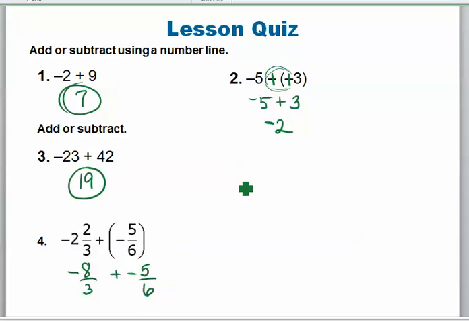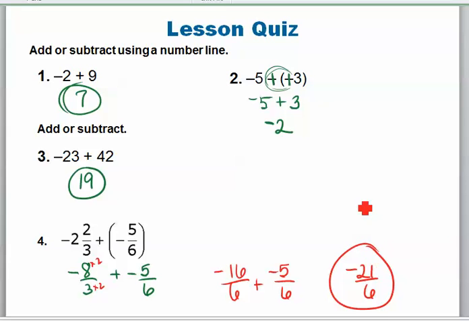I'm going to make a common denominator. My common denominator is going to be 6 because I can make the 3 be a 6. So I'm going to take and times this by 2 to get the 6. So I have to multiply the top by 2, which gives me negative 16 over 6, plus negative 5 over 6. I have the same signs, so I owe somebody 16, I owe somebody else 5. So I owe a total of $21, keep my denominator.